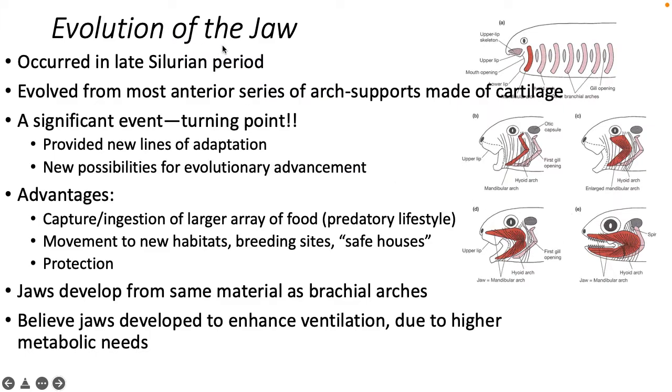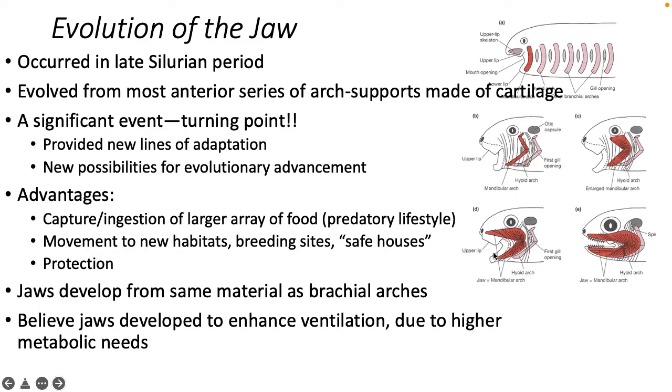Okay, so moving on to now our jawfishes. So it occurred in the late Silurian period, and the thing about the evolution of new body parts is, they don't just appear. It doesn't poof appear all of a sudden, now we have animals with jaws. It has to come from something it already has, all right? And so they probably evolved from the arch supports for their gills, okay? These side arch supports made of cartilage, and the ones towards the front turned into the jaws, and now we start to see new lines of adaptation.